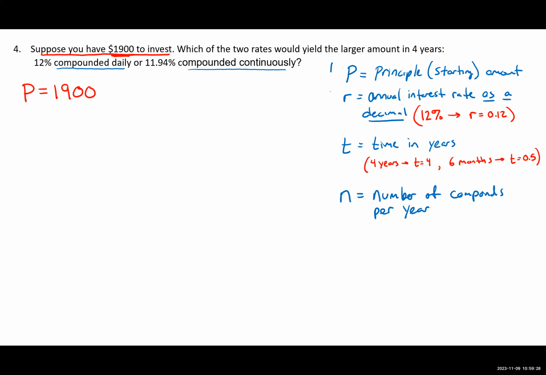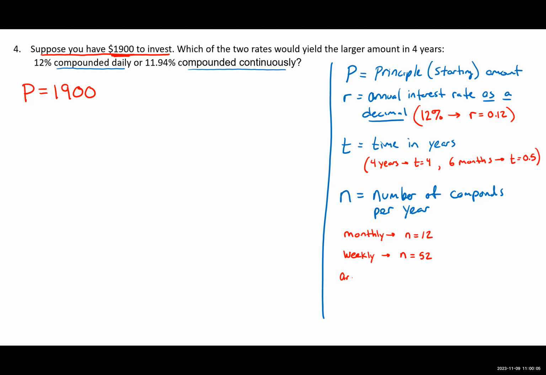The number of compounds per year. So for example, if the problem says compounded monthly, there are 12 months in a year, so that happens 12 times in a year, n would be 12. If you're doing a different problem and it says compounded weekly, well, there's 52 weeks in a year, so n would be 52.